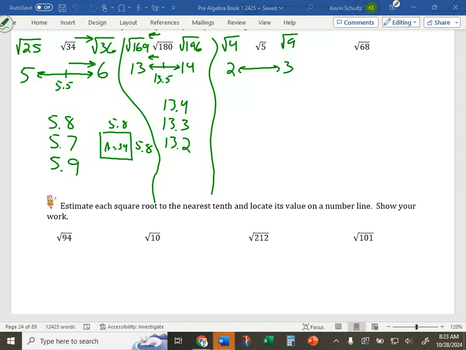Is it closer to 2 or closer to 3? And how do you know that? Because it's only 1 away. 5 is only 1 away from 4, but it's 4 away from 9. So it's closer to 4 than it is to 9, which means it's closer to 2 than it is to 3.